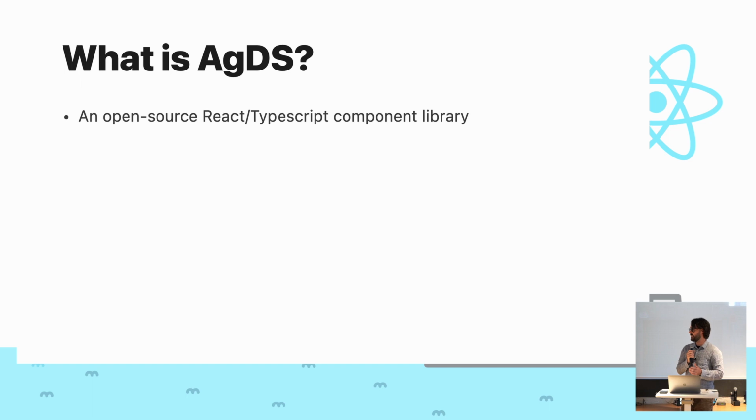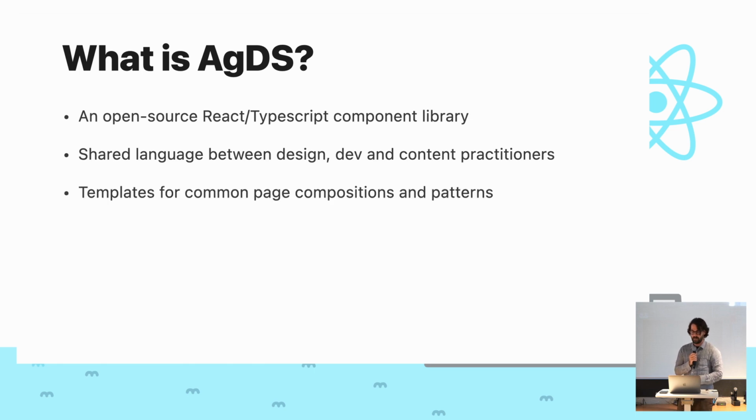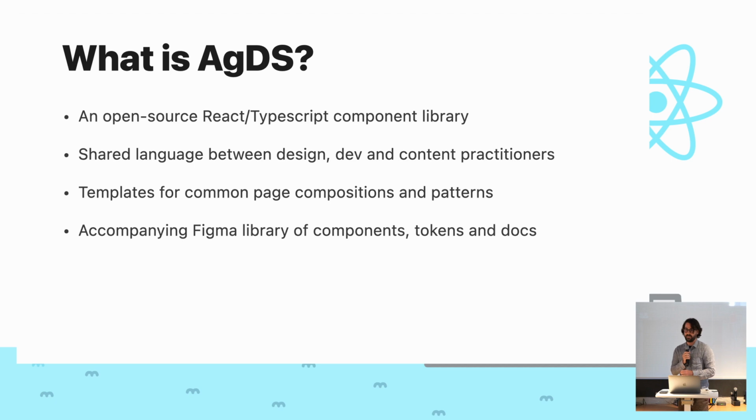So as you can see, one part of AgDS is a React component library. But at a higher level, it's really a shared language between the design, development, and content practitioners at the department. As well as the components that you just saw, we do have templates for common page compositions and patterns that exist in the department. And for the designers, we have a Figma library where all the components and tokens live.